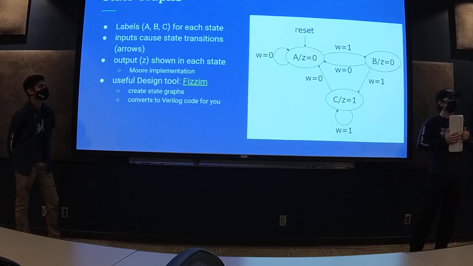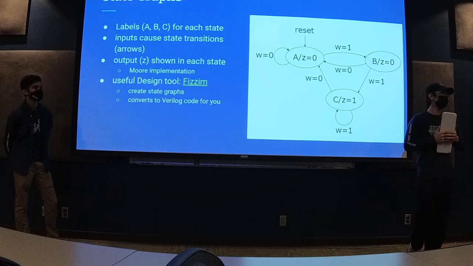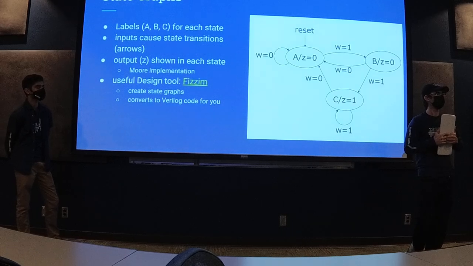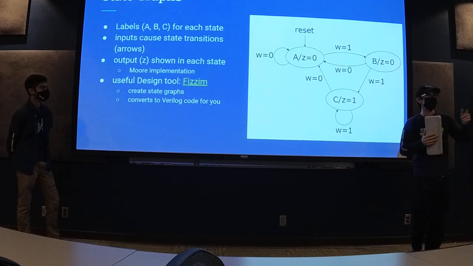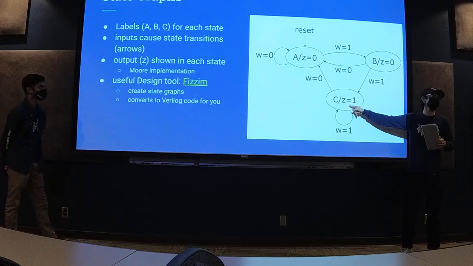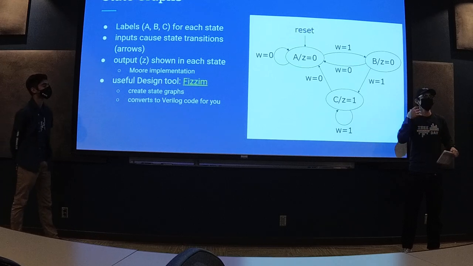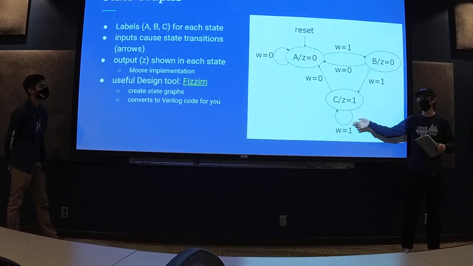More machine? Moore machine, that's right, because why? The output only depends on the current state. That's correct, yes. So if you had something, for example, like W or Z, that would be a Mealy machine since it also depends on the input from W.